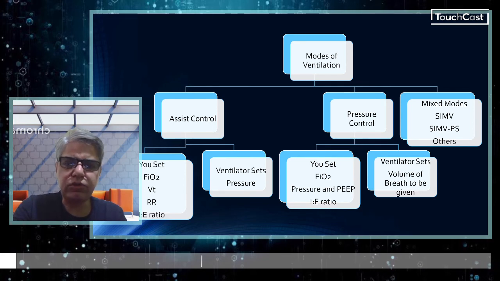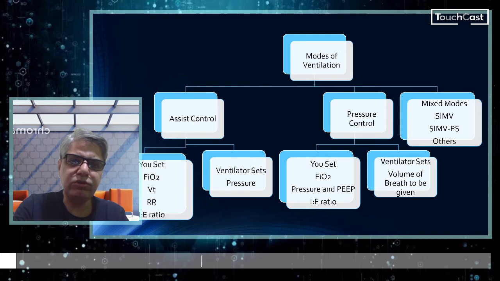And pressure control, it's the opposite. In pressure control, you set the pressure and you set the PEEP along with FiO2 and IE ratio. And the ventilator would adjust the volume of the breath to be given. So the ventilator is actually setting the tidal volume. So you are setting the pressure and the PEEP, and then in order to maintain that pressure, whatever volume has to be given, the ventilator would generate that and give it to the child.